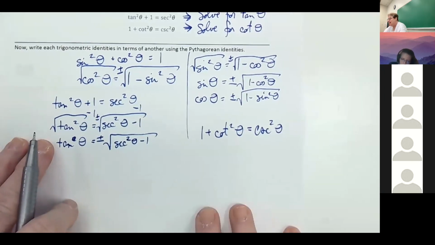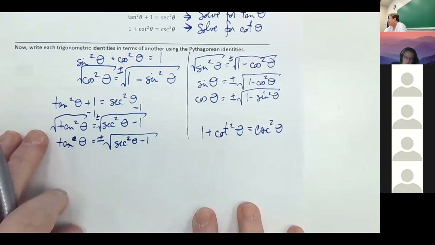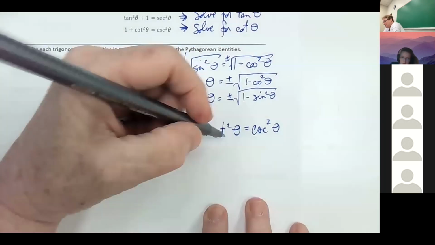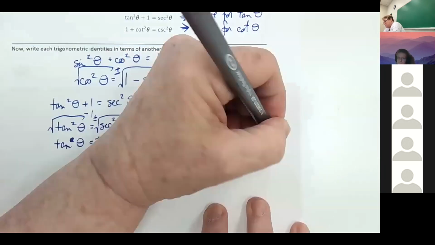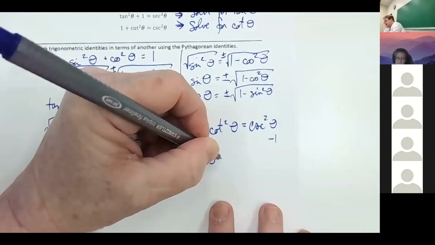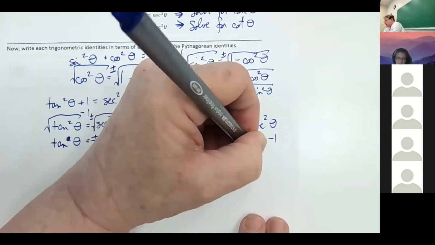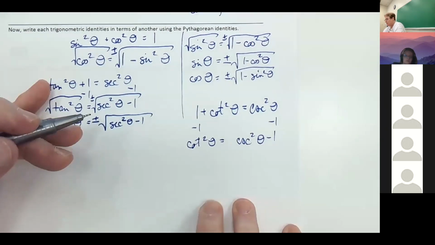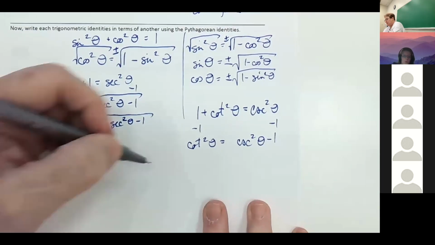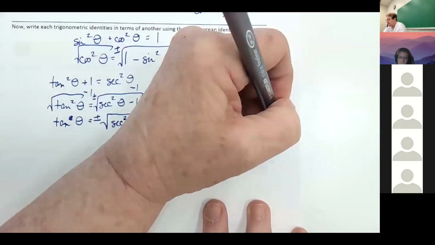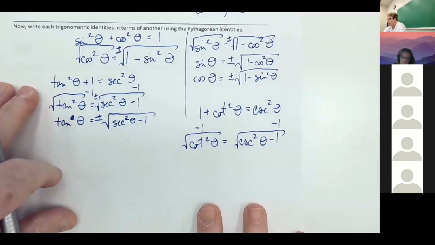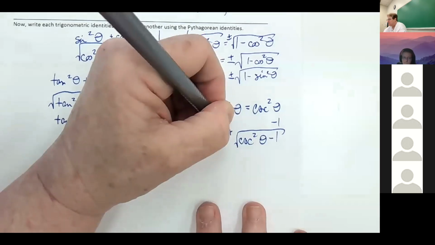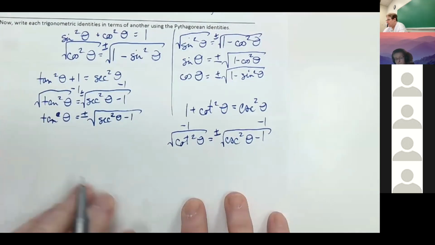Somebody help me. Alex has been helping. Kennedy has been helping. Subtract 1. Excellent. So we get cotangent square theta is equal to cosecant square theta minus 1. And now what? Square root everything. Excellent. And what do we have to do when we take the square root of both sides? Plus or minus. And now what?